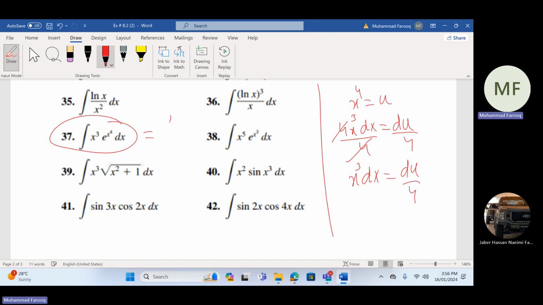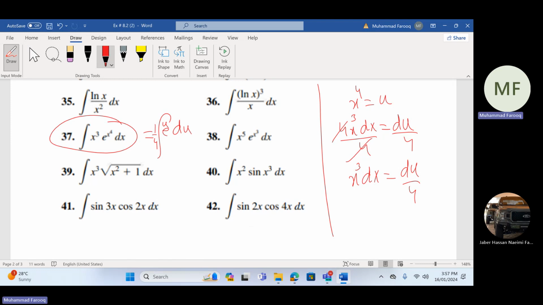No more by parts. This question is not by parts because I now have x cube dx as du over 4, and e power u. So e power u du is how much? e power u. So no more by parts. That means even 39 and 40 use substitution, right? You can use substitution, yes, absolutely right.